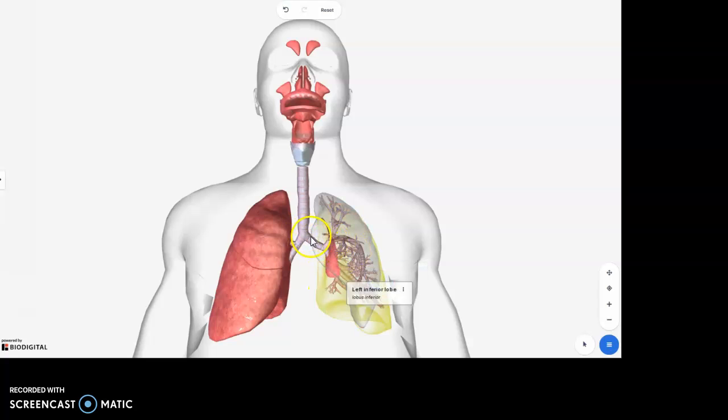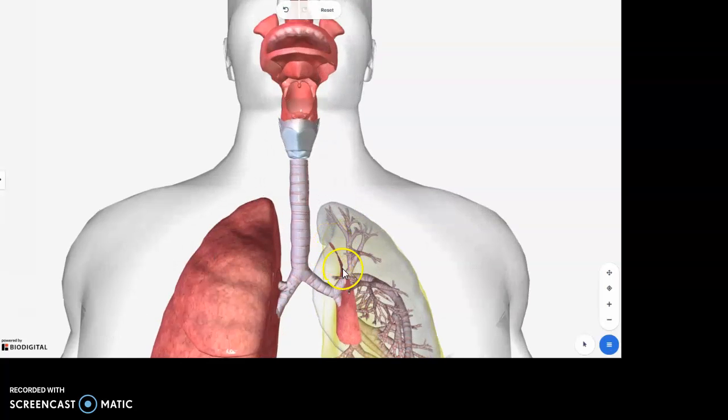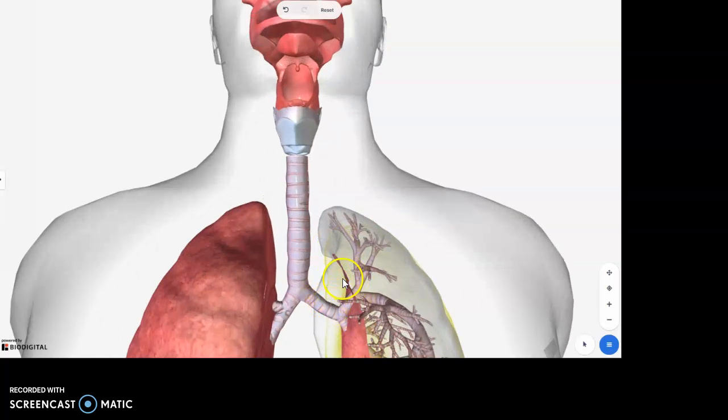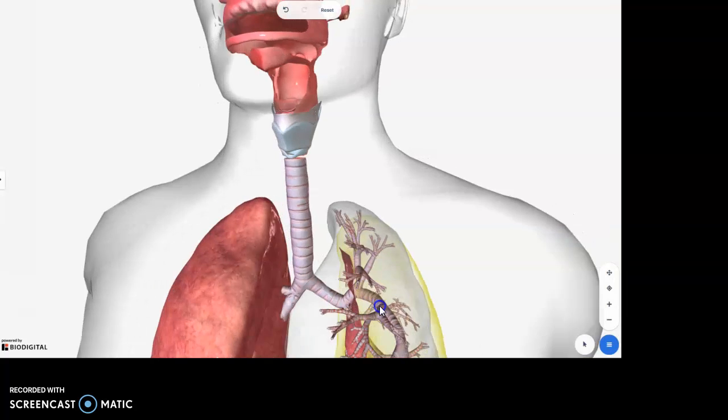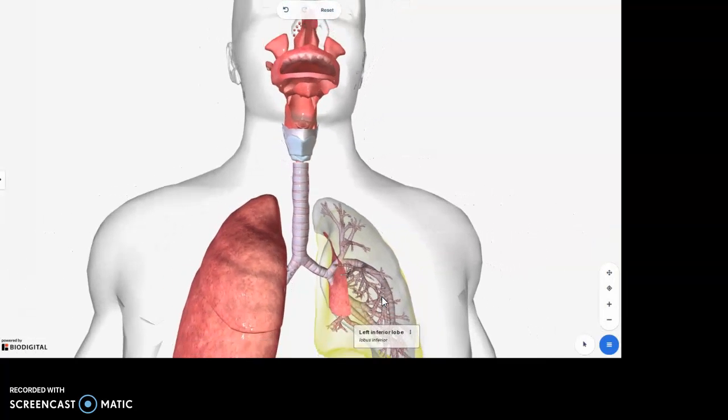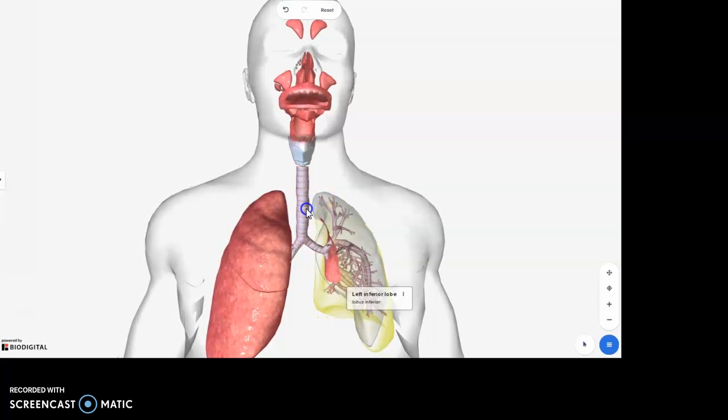So then we have our left primary bronchus, and then it goes into the secondary bronchi, into tertiary bronchi, and then into the terminal bronchi. And then at the very end, we have our alveoli. And each lung contains millions of alveoli. And so the alveoli is where diffusion occurs between carbon dioxide and oxygen. So this was a quick review of our respiratory system.